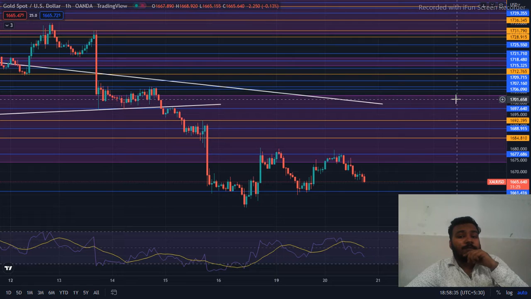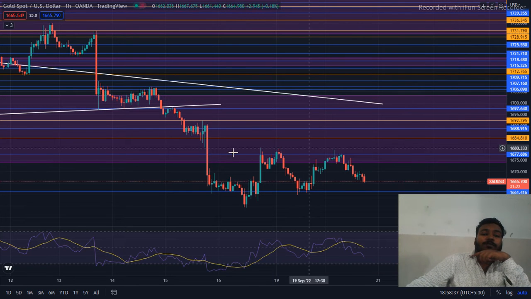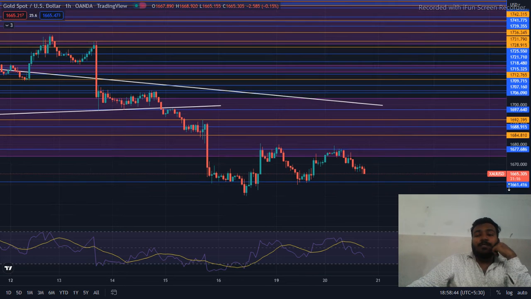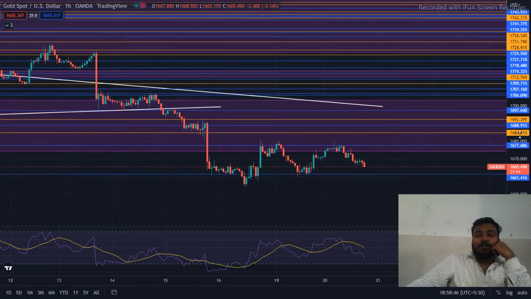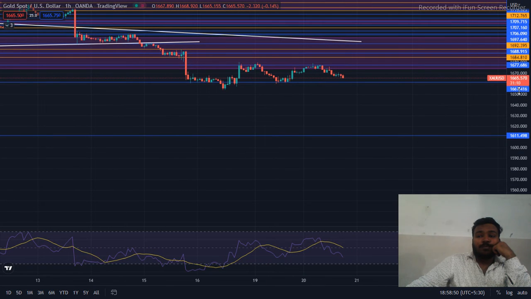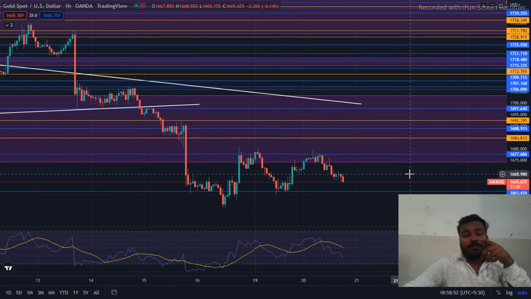Now see, similarly in gold, getting rejection from this swing level, as we discussed in the last two sessions, that this level is a crucial one, and if this swing level 1661 is broken, then there is no support before a 50 point shortfall at 1611. All right, so be cautious, and we are going to get some good trades in gold.